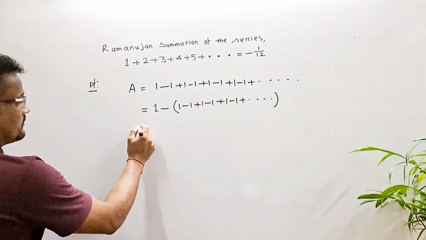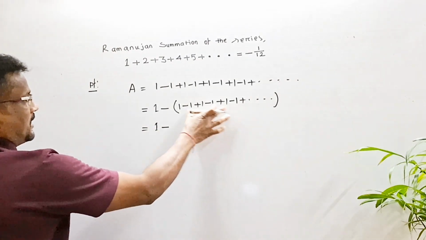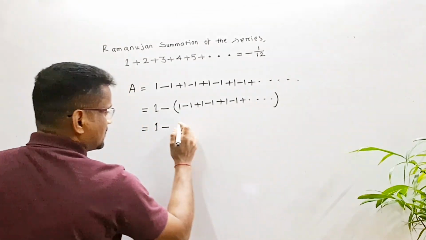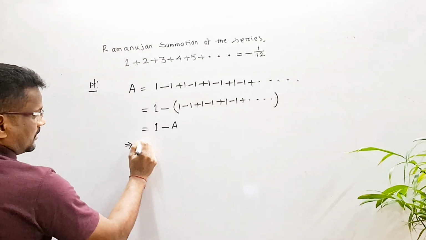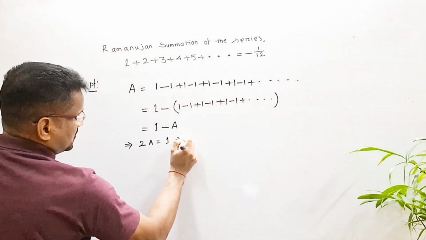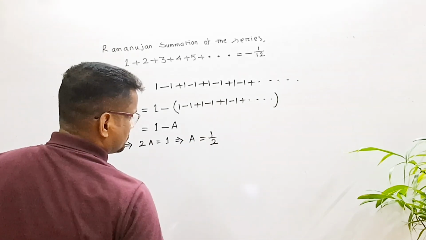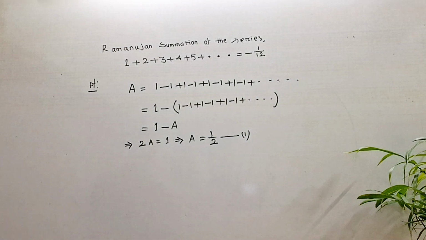Then what happens? 1 minus, this is nothing but again A. It is an infinite series, and it is also an infinite series, so it is 1 minus A. So from here what do you get? Twice A equals 1, which gives you A equals 1 by 2. This we obtained here, A equals 1 by 2.